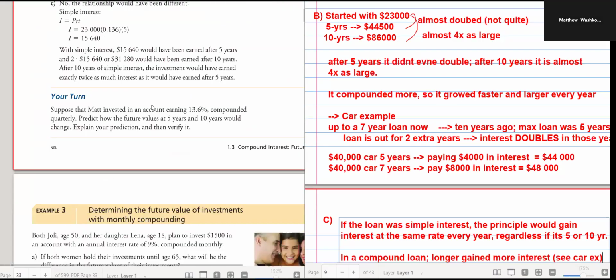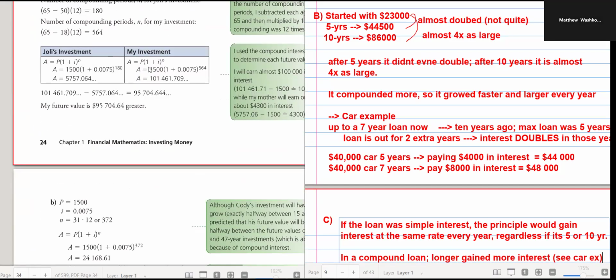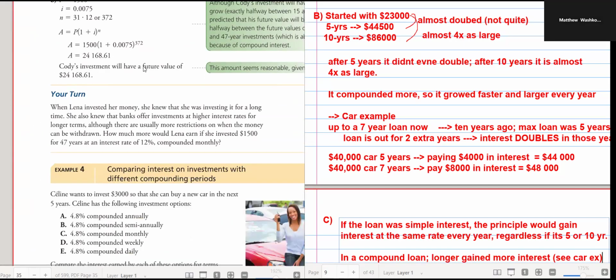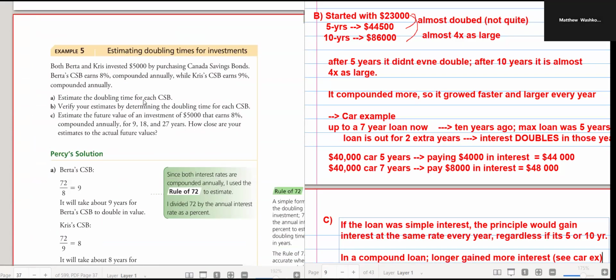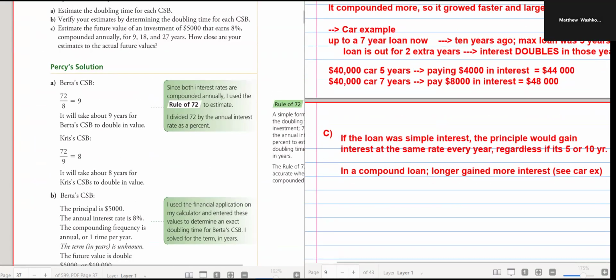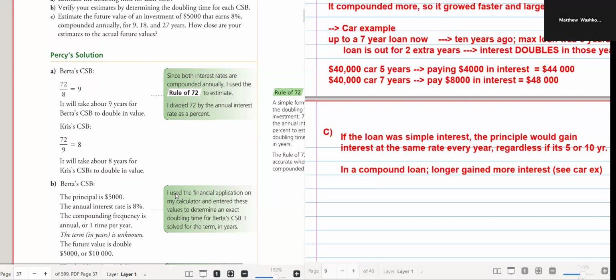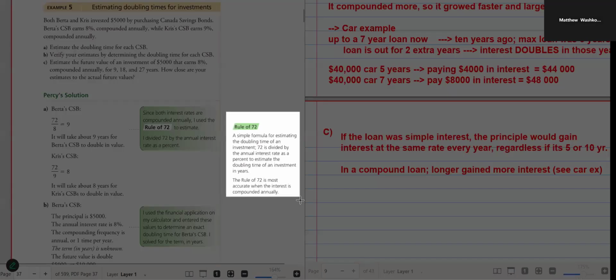Okay, we're almost done here. None of this is really that new. I think you're all pretty good with it. There's not too much more. One thing I do want to add here is the rule of 72.